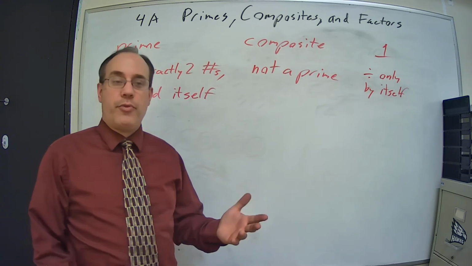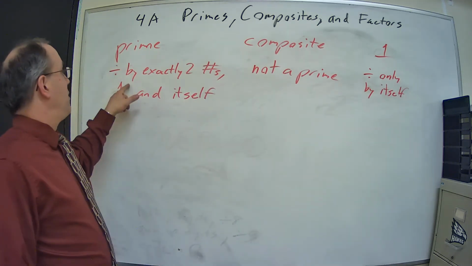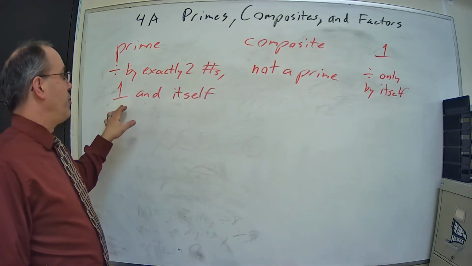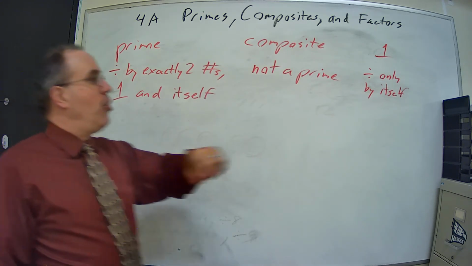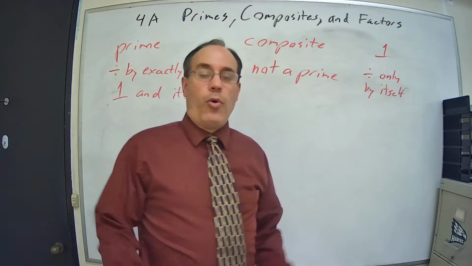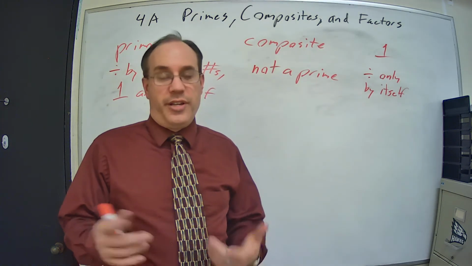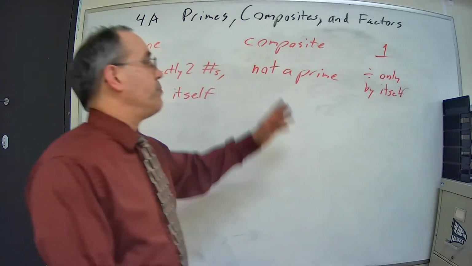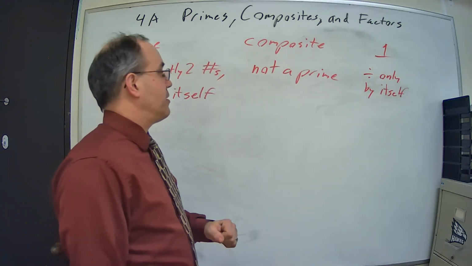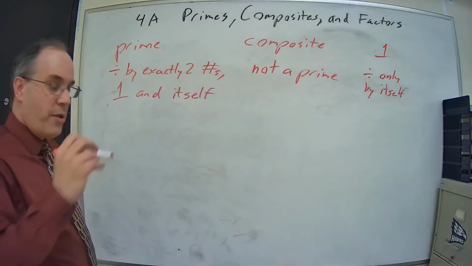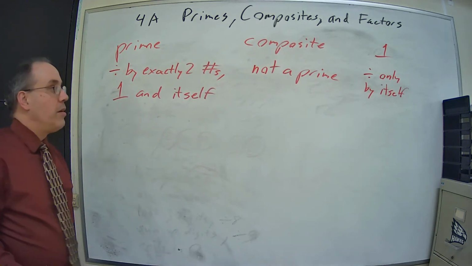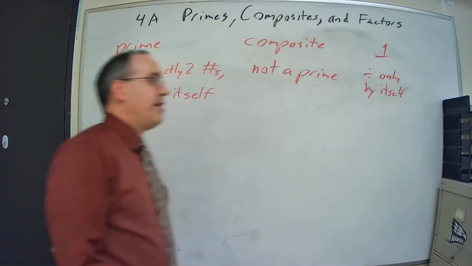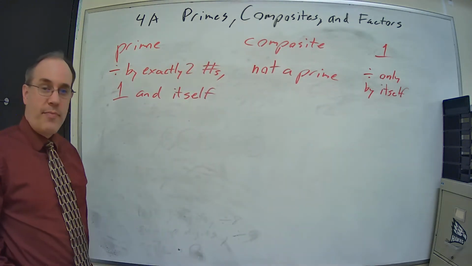Remember, prime numbers are divisible by exactly two numbers, one of which is 1 and the other itself. 1 is divisible only by 1, which is itself, so that's only one number it's divisible by. So that's why it's important to realize that. So what are your prime numbers then? Well, 1's not a prime number, it's by itself, so 1's not prime.